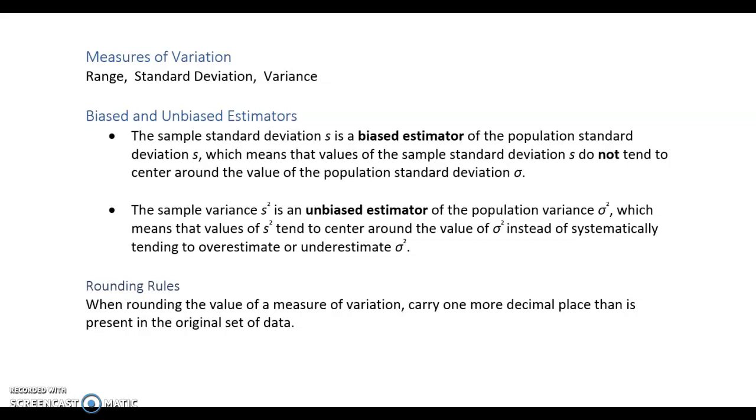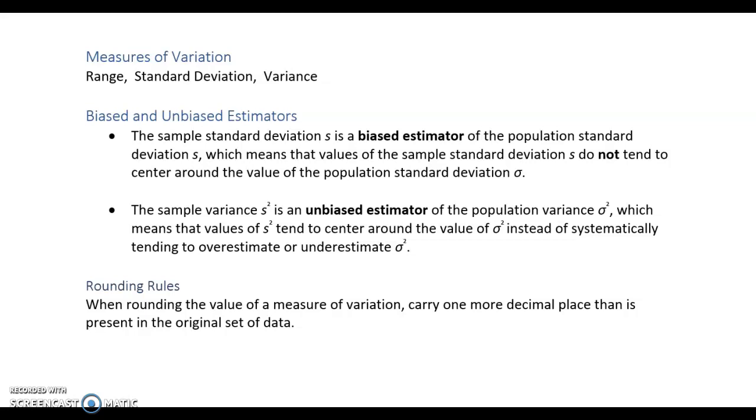In this section, we're going to go over three measures of variation: range, standard deviation, and variance. We'll find that some of these are biased estimators and others are unbiased estimators. For example, the sample standard deviation S is considered a biased estimator of the population standard deviation, which means that the values of the sample standard deviation do not tend to center around the value of the population standard deviation. We say that the sample standard deviation does not target the population standard deviation.